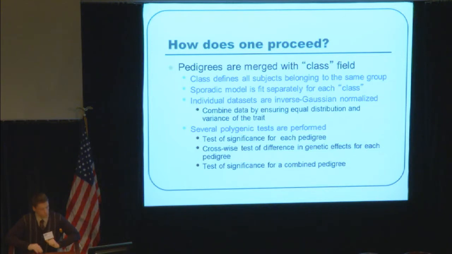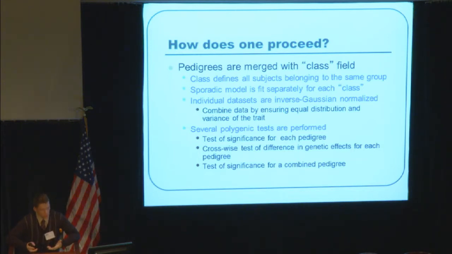So how does one proceed with performing this mega or meta-genetic analysis? Well, it's actually very simple. You make a pedigree for each of your smaller pedigrees, or hopefully somebody has made them for you. All you have to do now is basically assemble them all by copying them into a single Excel spreadsheet. And you add that class field.